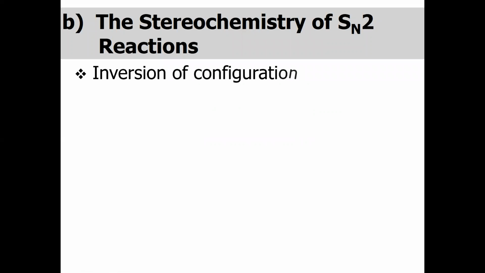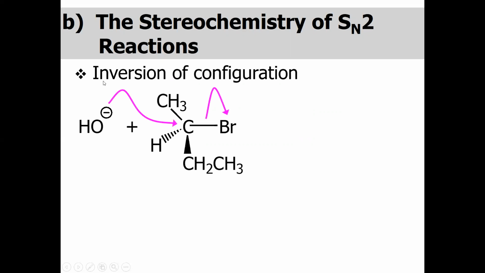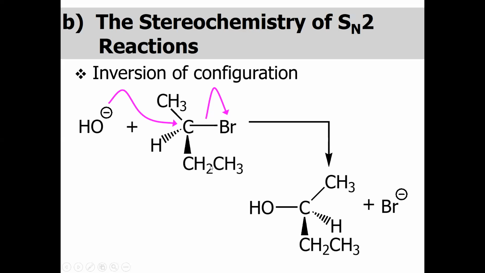Let us see the stereochemistry of the SN2 reaction, as I discussed. Stereochemistry means configuration. Generally, in an SN2 reaction, if you have a chiral molecule, the configuration is inverted. This is basically an alkyl halide. This carbon is a chiral carbon bonded with four different groups: hydrogen, methyl, bromine, and the ethyl group. So, four different groups, and this is a molecule having R configuration.